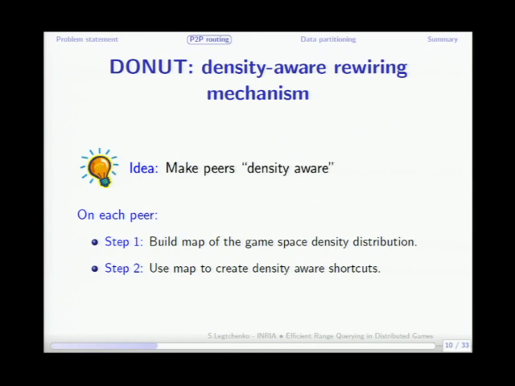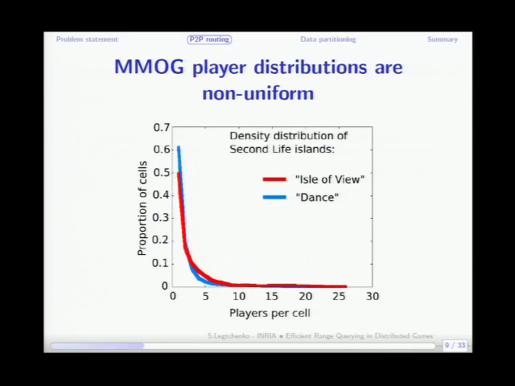How many cells are you talking about? Sorry? Just to get a sense, how many cells are you talking about in the last graph? Total number of cells. If I recall, maybe 128 or something. Yeah.